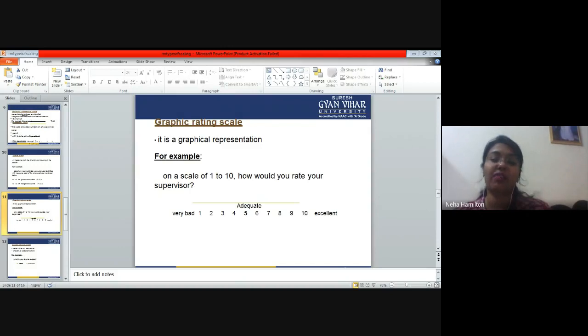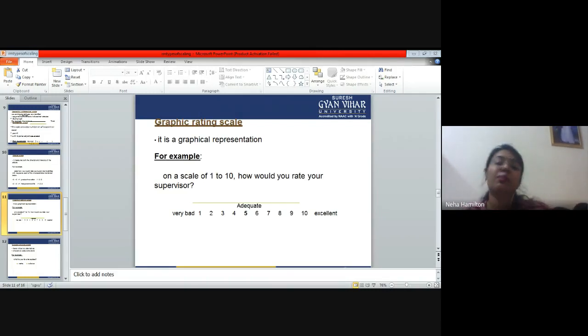Then we have a graphic rating scale. So this scale is very famous and it is generally used to collect feedback. For example, rate your purchase on the basis of 1 to 10. So whether you like it or you don't like it, either it is very bad or excellent or something like medium. So you have to rate it on the basis of your liking or not liking. So that is called a graphic rating scale.